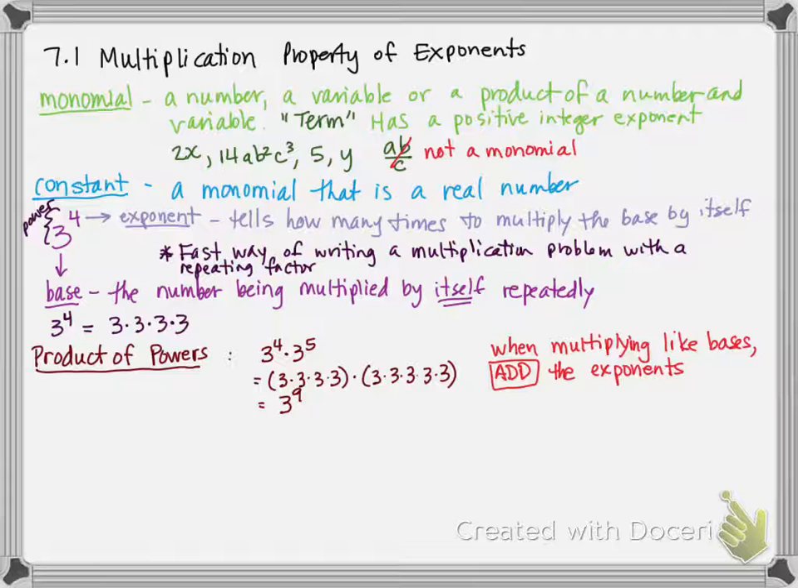Okay, and algebraically it would be written like this. If you have a to the mth power and you're going to multiply it by a to the nth power, so again we have the same base, you would add the exponents, and it would be a to the m plus n power.